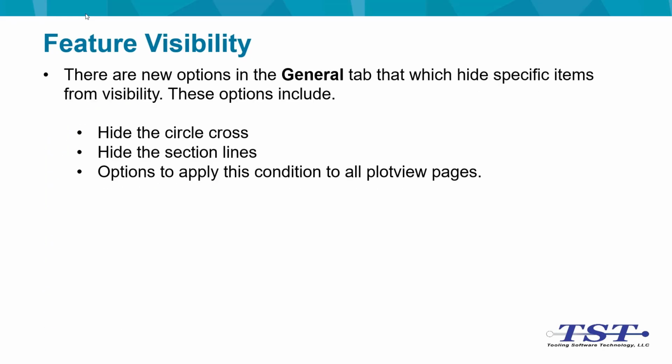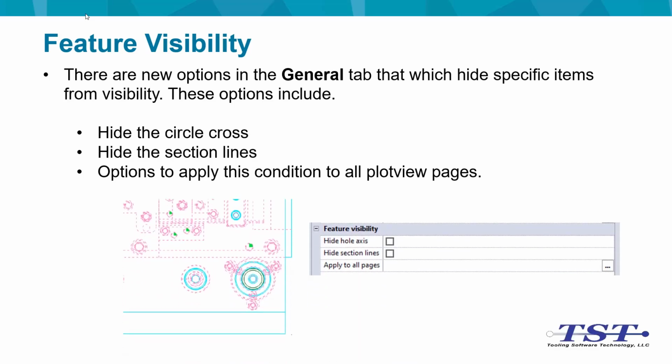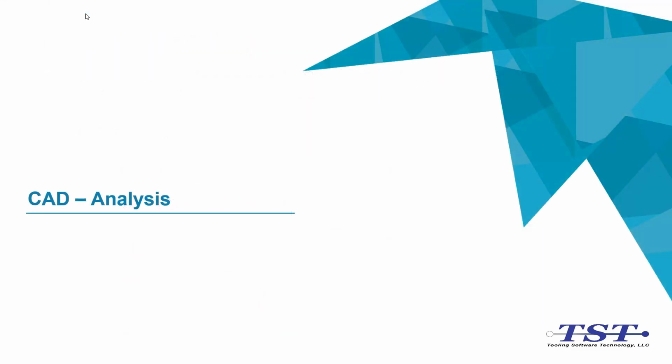So within feature visibility, this was again another requested request from our customers. So under the general tab, you have the ability to hide circle crosses, hide section line crosses, and you have the ability to apply these conditions to all plot view pages. So under the General tab inside of Plot View Manager, you have the ability to hide these. When you're exporting out a DWG file, these circle crosses will not export out when they're not visible.